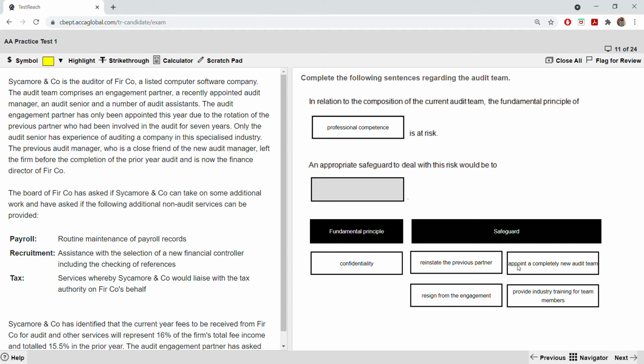Next one, appoint a completely new audit team. Is it appropriate? This is not appropriate. Why? Because it's not likely to resolve the issue. It's not going to solve this issue. And also the firm is not likely to resign. It's not very likely that they will resign, and it's always taken as the last resort if everything else is not possible. So the best is to provide industry training for team members, so that they have the necessary knowledge, they build up their competence and skills to perform their task at the best level.